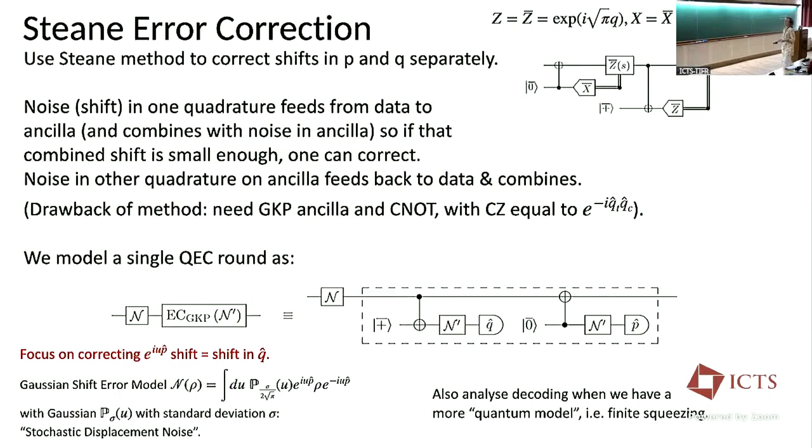Now, this is a stochastic displacement model, and it's very far from reality. This is why we did a further analysis on a model where we asked, can we do repeated error correction when the error model is only finite squeezing? So instead of having these perfect grids with displacement errors on top, which is wholly unrealistic, we have a model where we have this finite envelope, which you can also model as some coherent error.